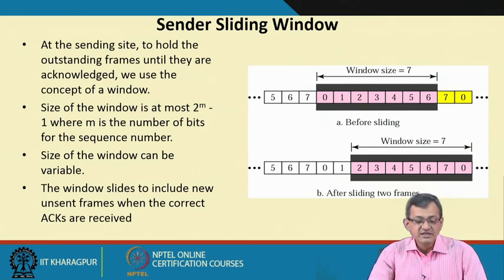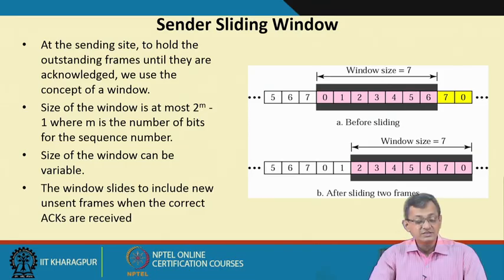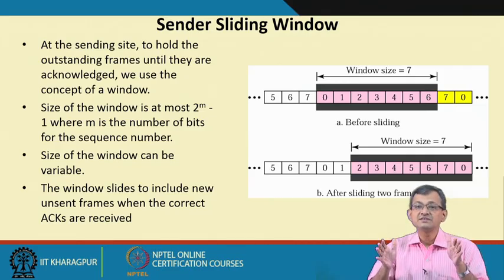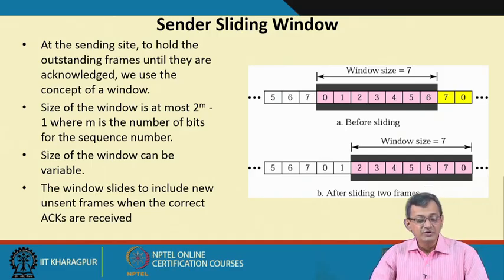Now, the sender sliding window. At the sender, to hold the outstanding frames until they are acknowledged, we use the concept of a window, right, because unless a frame is acknowledged, it has to be held. You cannot discard those at the sender end. The size of the window is at most 2 to the power m minus 1, where m is the number of bits in the sequence number, right. If there are 3 bits, it is 2 to the power 3 minus 1, and so on.